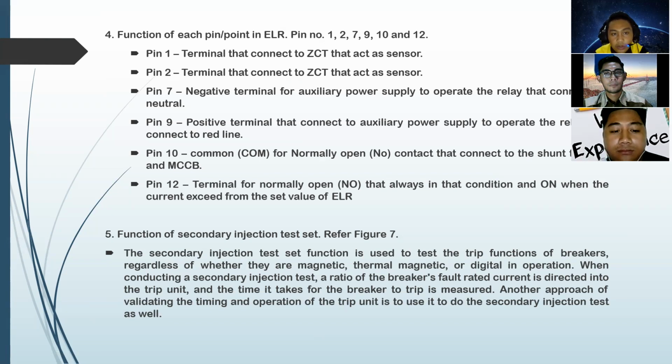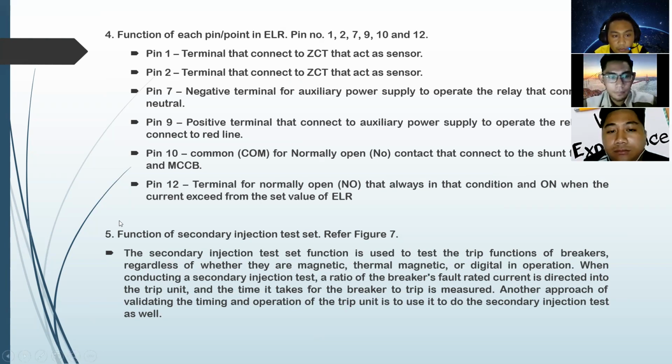Pin number 10 is the common for the normally open contact that connects the shunt trip coil and MCCB. The last one, pin number 12, is the terminal for the normally open contact that is always in that condition and turns on when the current exceeds the set value of the ELR.